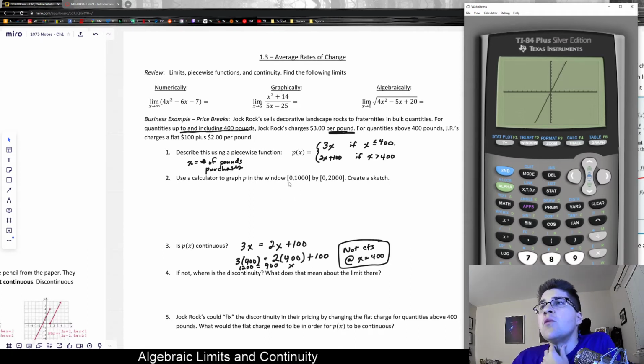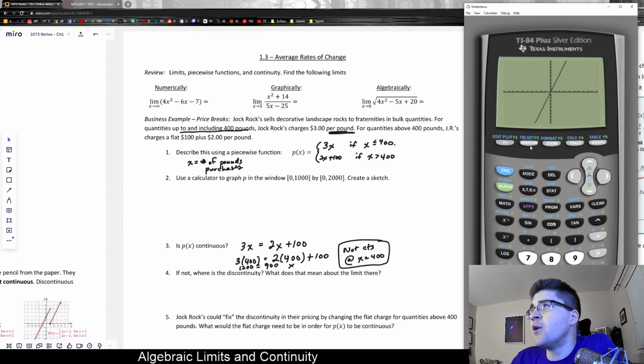So let's just say we're letting our window be anything from 0 to 1,000 pounds of rocks they're going to purchase. And it says to use 0 to 2,000 as the range. Just that would be how much they're going to pay. And again, I've given that here so we don't have to think about what it would be in a sensible setting.